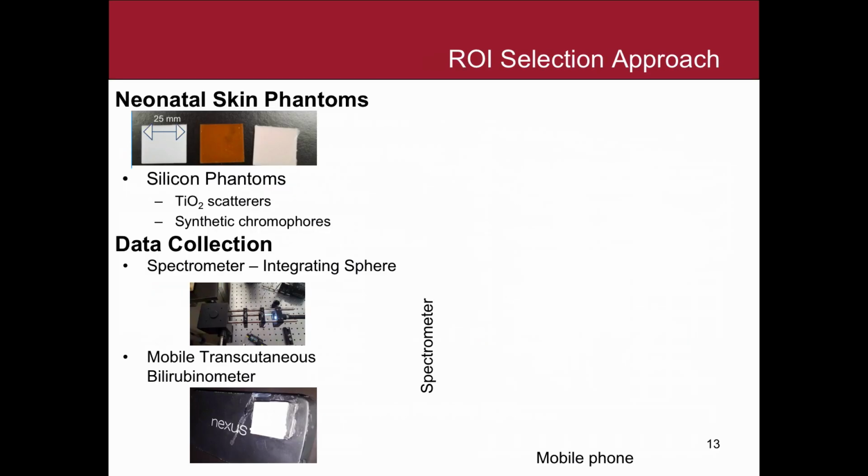So to do this, we conducted a study with skin phantoms. Phantoms are medical devices used to mimic optical properties of tissues, and in our case, we're using it for skin. The base of our phantoms was this. We use a silicone elastomer as the base and TiO2 as scatterers. We also use synthetic chromophores to simulate bilirubin and melanin. We collected data with our spectrometer and our mobile phone transcutaneous bilirubinometer.